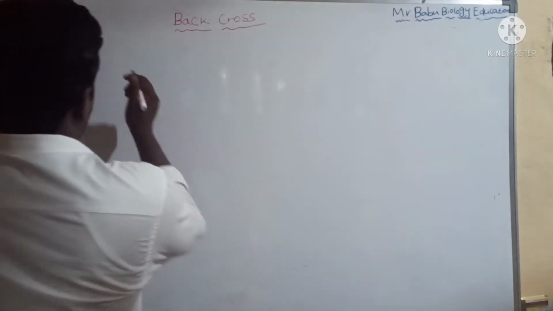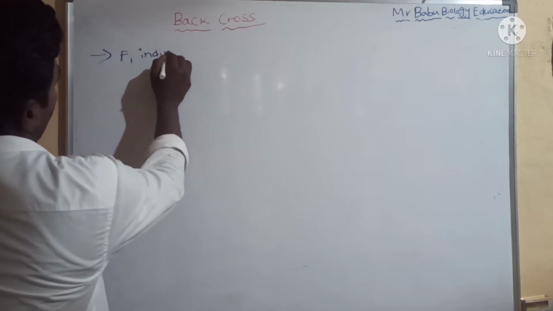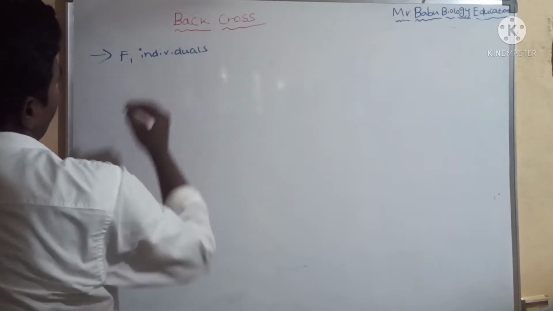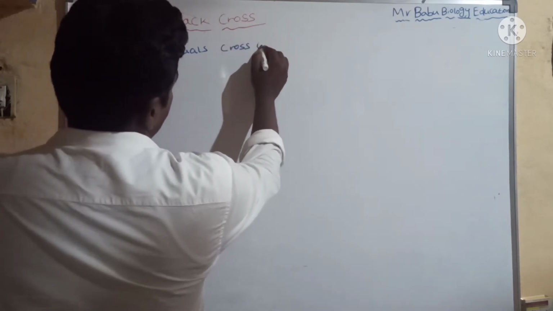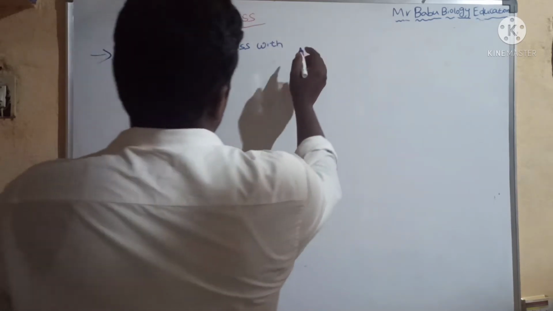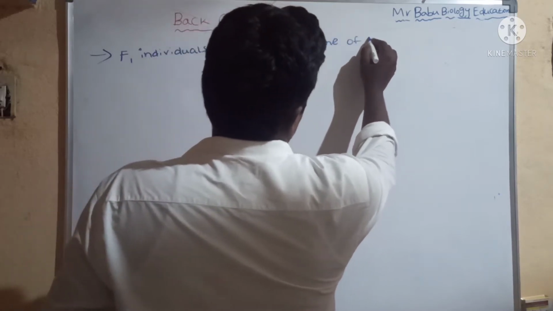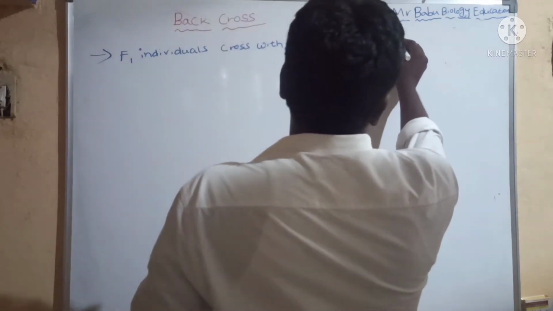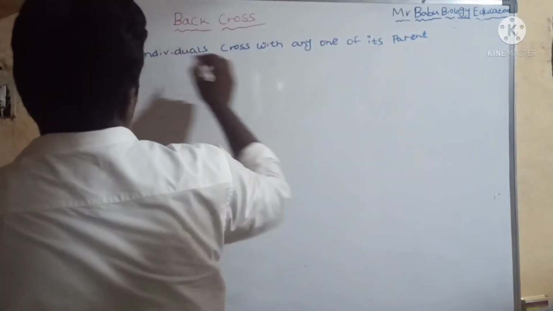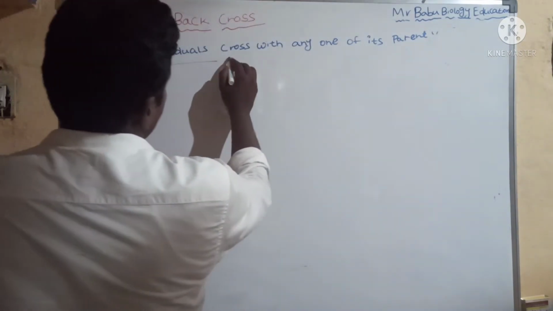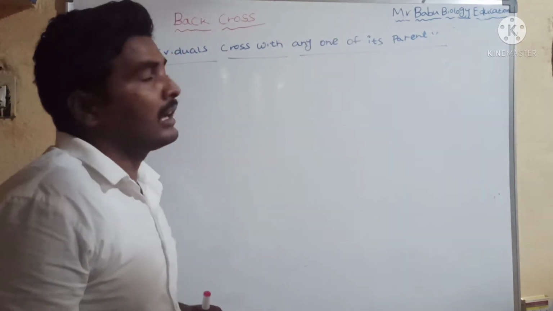So how do we define the backcross? F1 individuals can cross with any one of its parents. This is called a backcross.